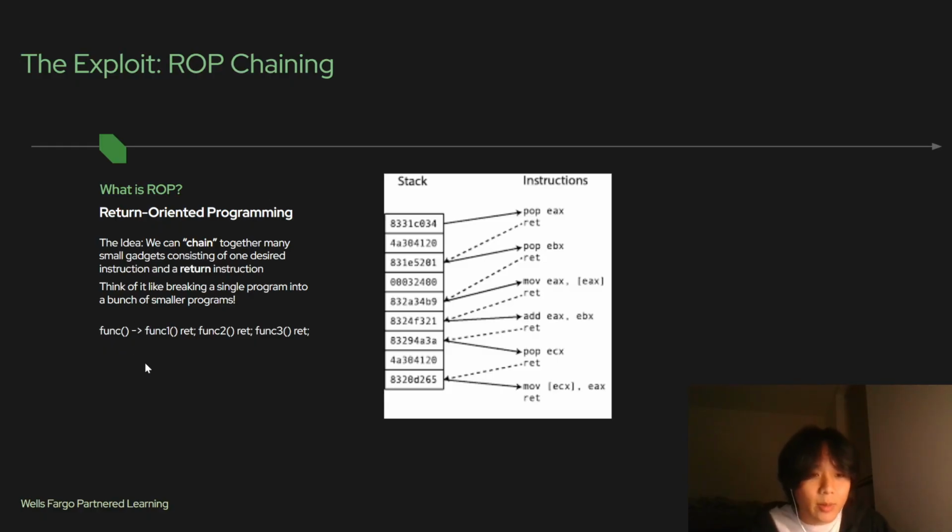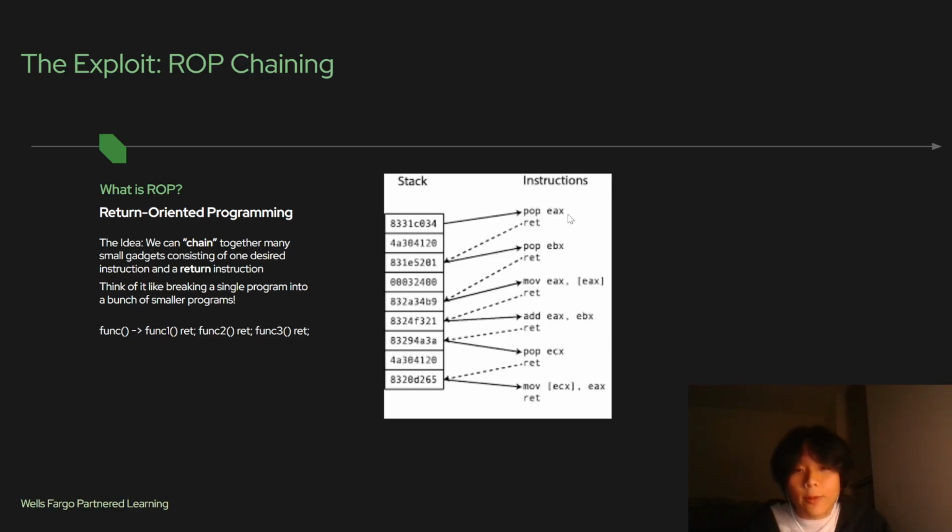So let's say we have this arbitrary function. Let's turn this instead into function 1, then return, function 2, then return, and then function 3, and then return. And then maybe this picture will help as well. This is a basic example of how it might go down. Let's say we wanted to execute some arbitrary shell code that executes this sequence of instructions. So we start with a pop EAX, then a pop EBX, then we move some registers, then we add them, then we pop them, and then we move another register.